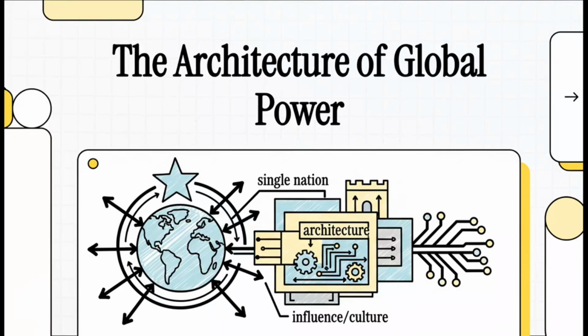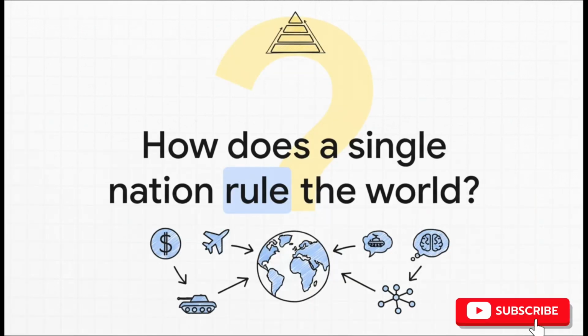All right, today we're going to talk about something huge, the architecture of global power. We're diving into a source that really breaks down this multi-layered system, the one that lets a single nation project its influence across the entire planet. So, you have to ask the big question, right? How does one country actually rule the world?